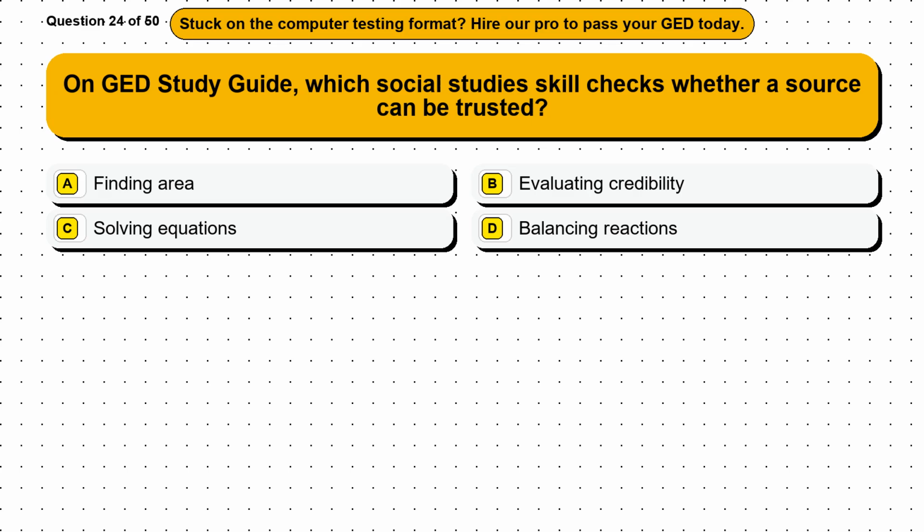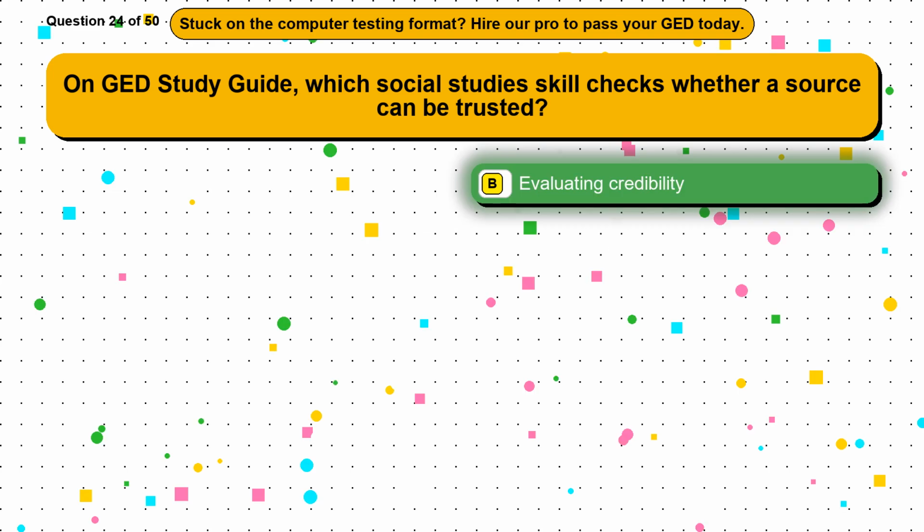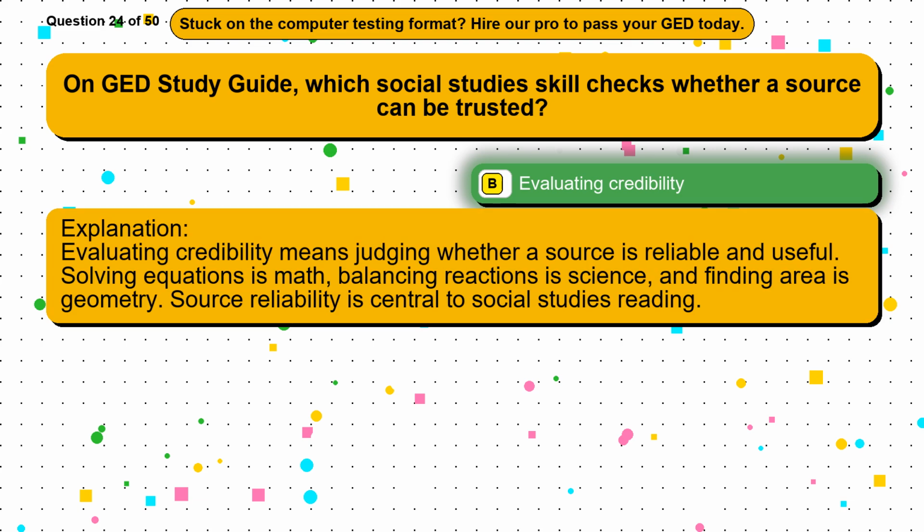Question 24. On GED Study Guide, which social studies skill checks whether a source can be trusted? Option A, finding area. Option B, evaluating credibility. Option C, solving equations. Option D, balancing reactions. The correct answer is option B. Evaluating credibility. Evaluating credibility means judging whether a source is reliable and useful. Solving equations is math, balancing reactions is science, and finding area is geometry. Source reliability is central to social studies reading.